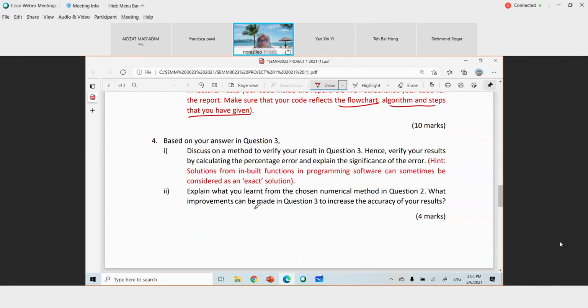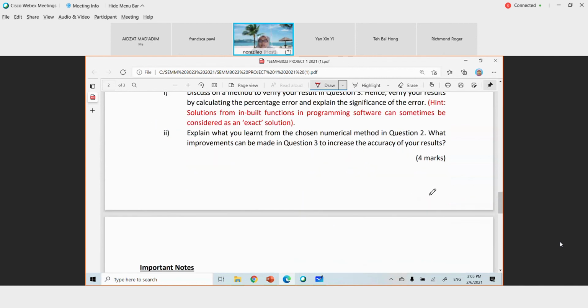Based on the question in 3, discuss a method to verify your result. Then explain what you learn from the chosen method in question 2. What improvement can be made in question 3 to increase the accuracy of your result?